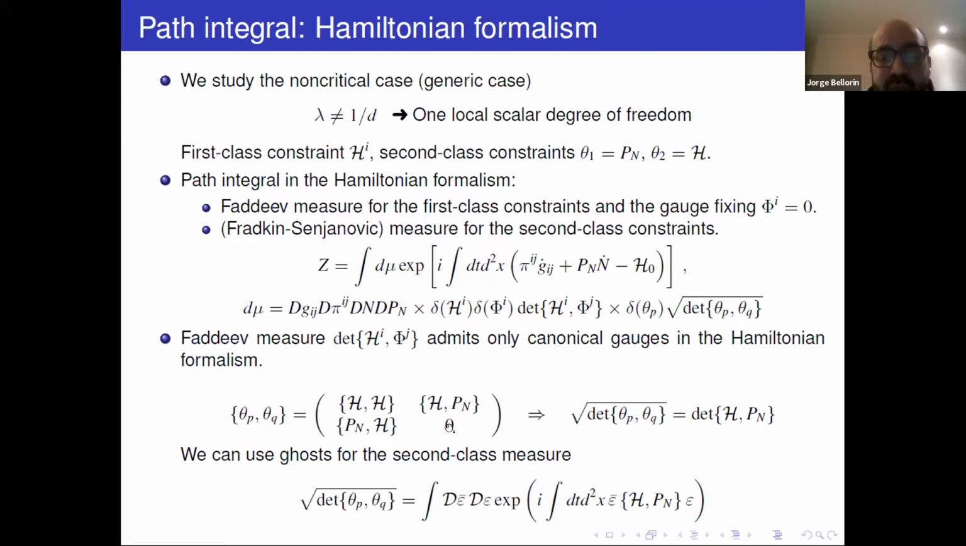Continuing, let me comment that the second-class measure simplifies in these particular forms. So at the end, we can incorporate it in the Lagrangian by using fermionic ghosts. This is very important because in principle, it is not trivial how to incorporate the measure in the canonical Lagrangian. And at the end, you need a Lagrangian in order to extract consequences of the dynamics, for example, to obtain the propagator of the theories.